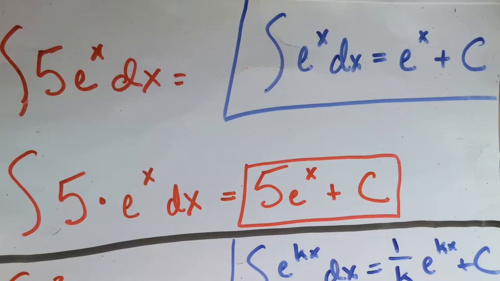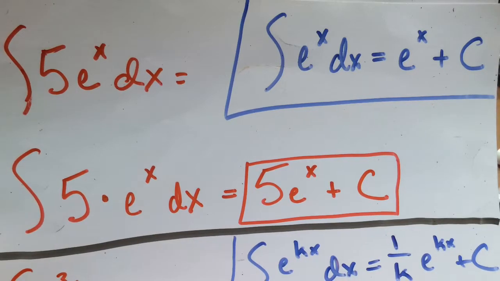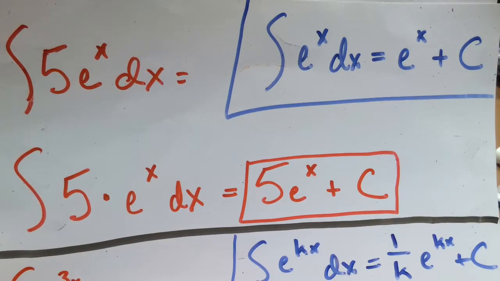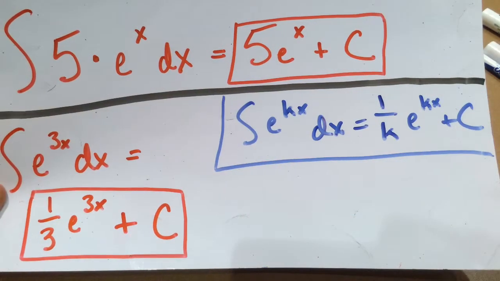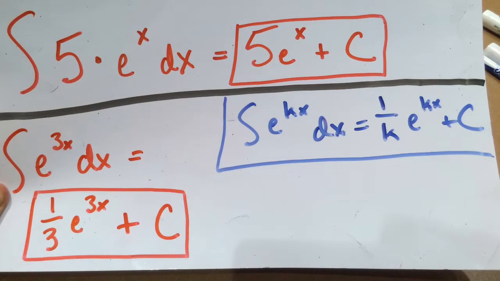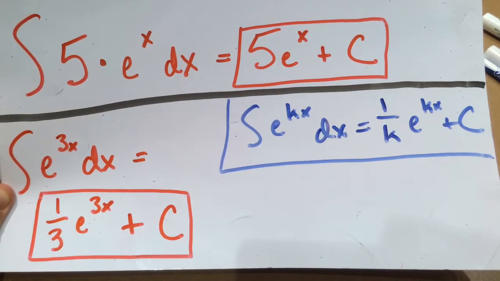This is an example of the exponential antiderivative rule, which conveniently is exactly the same as the derivative rule. This is the exponential with a constant antiderivative rule, very similar to the derivative rule. However, instead of multiplying by the constant in the exponent, you are dividing by the constant.